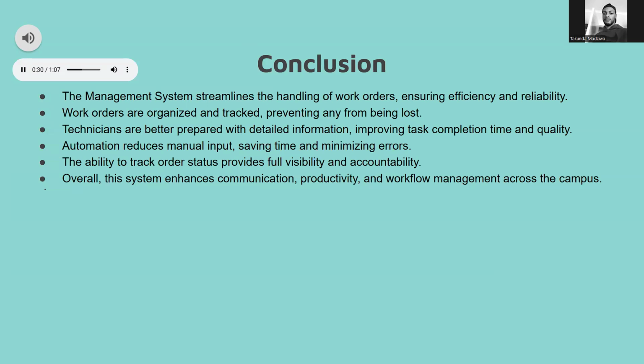And then technicians are better prepared with detailed information, improving task completion time and quality. And the other thing is automation reduces manual input, saving time, and it also minimizes errors. And the ability to track order status provides full visibility and accountability. And then overall, the system enhances communication, productivity, and workflow management across the campus.